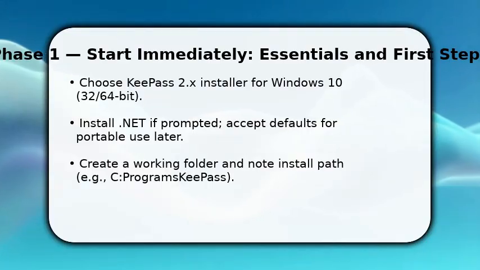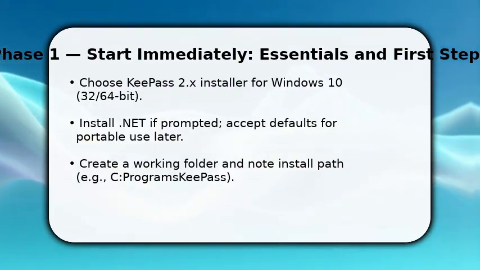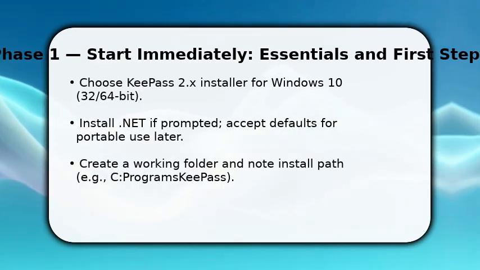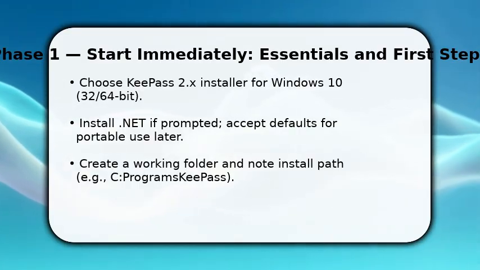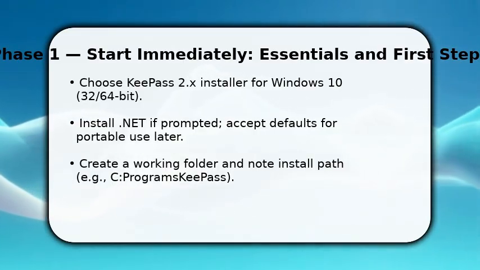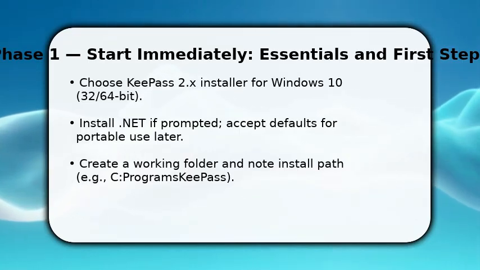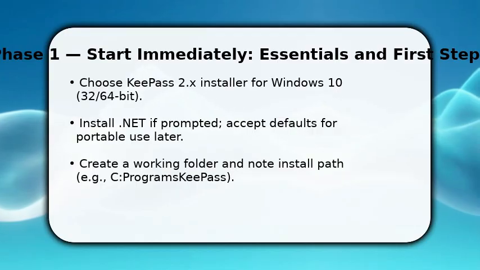You start by downloading KeePass 2.x and running the installer. This gives the full feature set. When prompted, install required .NET components so plugins and CSV import work reliably. Once done, create a dedicated folder for your database files and plugins and make sure you know the install path. This initial setup prevents permission headaches later and lets you test portability.